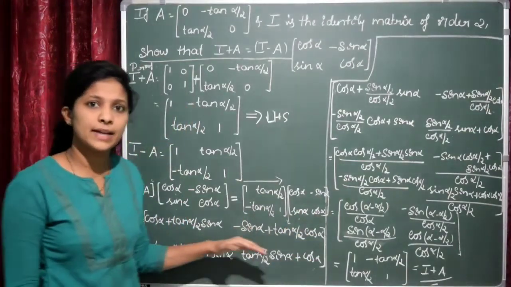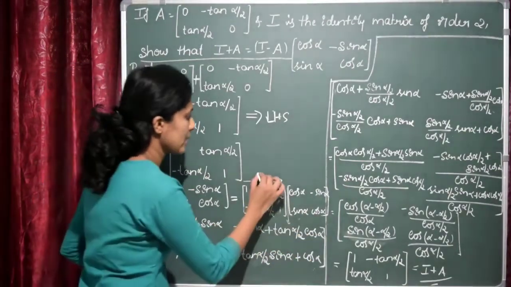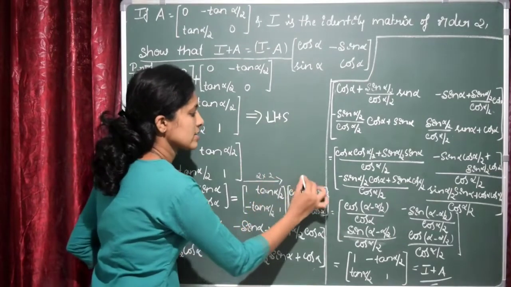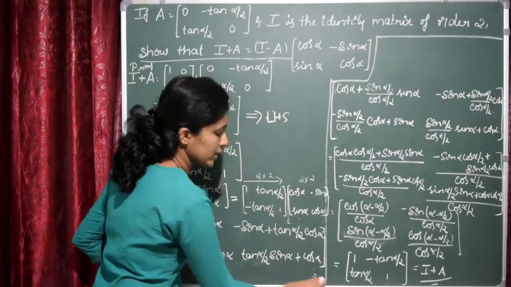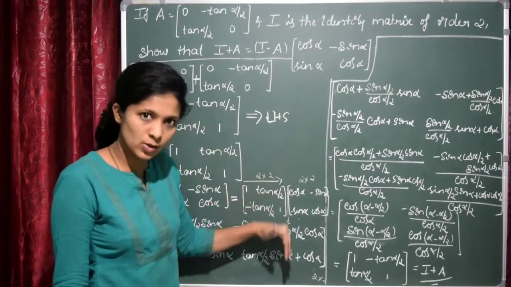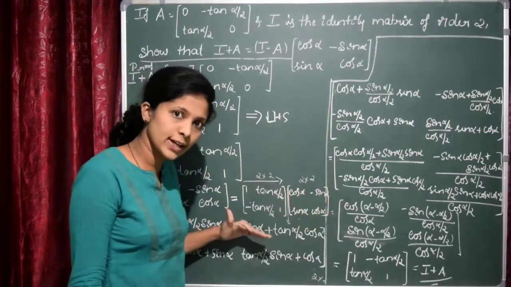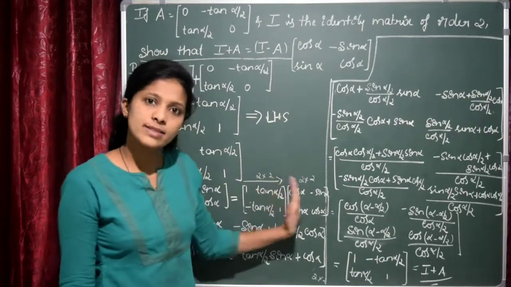Just you have to multiply the matrices. You know that this is a matrix of order 2 by 2 and this is also 2 by 2. So the product matrix is of order 2 by 2. I hope you understood this one. Just row to the first column, row to the second column. Second row, first column, second row, second column.